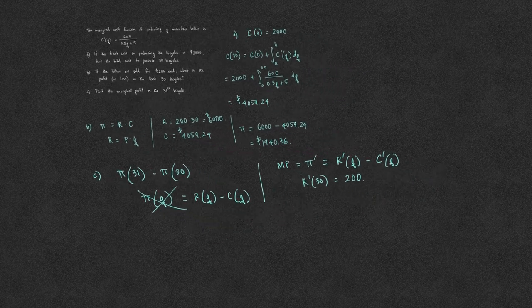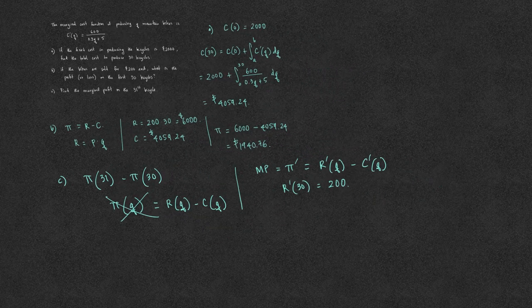For C prime, we can use the given formula C prime of Q. In this case, Q is 30, so it equals 600 over 0.3 times Q, Q is 30, plus 5. This will give us $42.86.